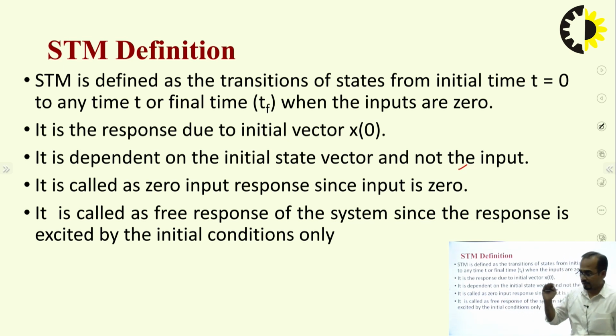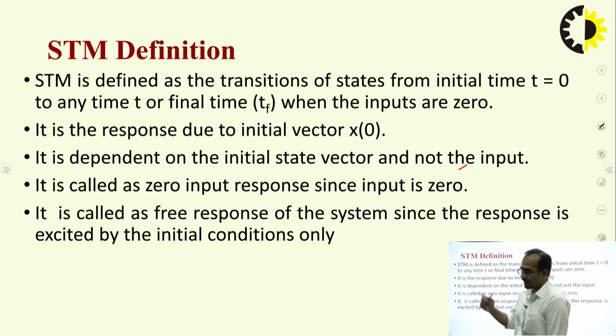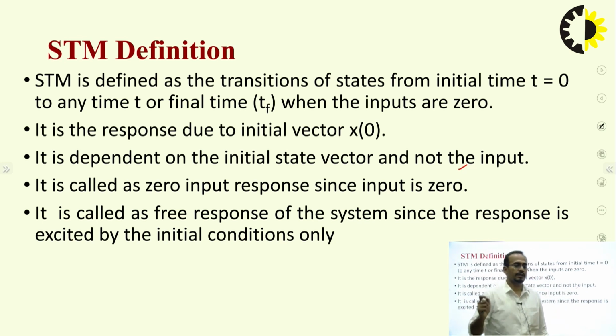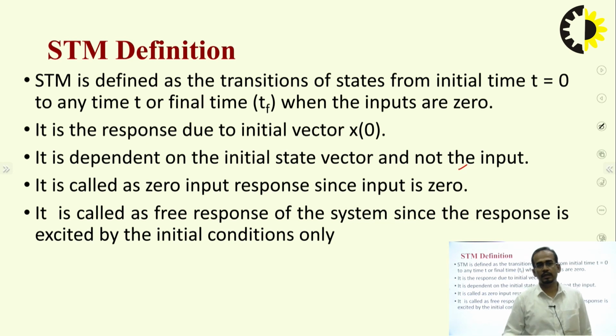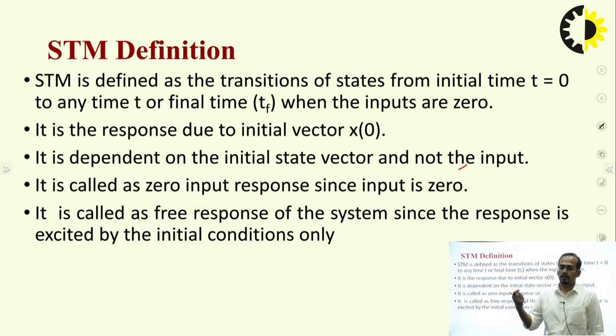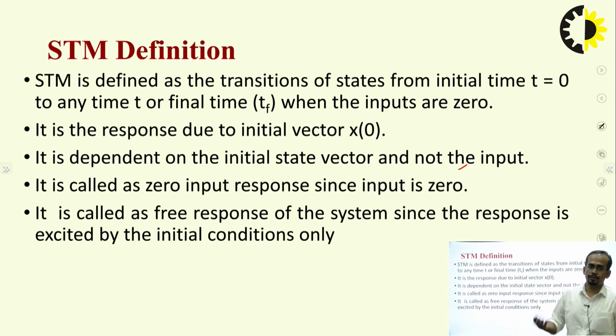So, when we find this state transition matrix, we have considered u(t) is equal to 0, or without input, we have found the state transition matrix from the state equations. It is also known as the free response of the system because the response is excited by the initial conditions only. I am not considering the input signals. So, this response is dependent only on the initial conditions of the system.